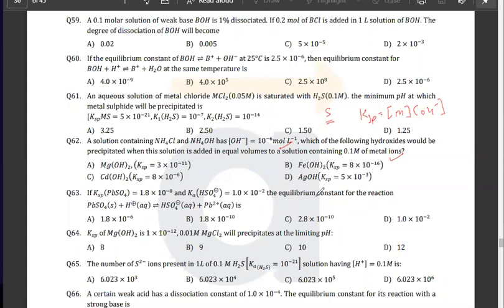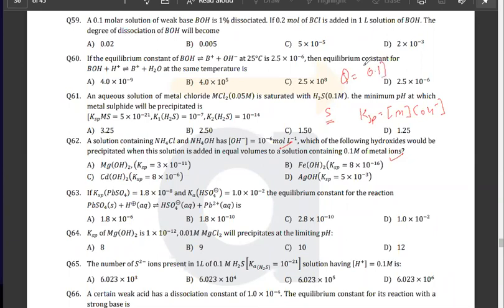Tell me yes or no, right? So the concentration of OH minus is already given. Now tell me guys, if the concentration of OH minus is already given, then what do you think? Solubility will be maximum for which one? Think about this. Q you can calculate now because the metal concentration is also given.